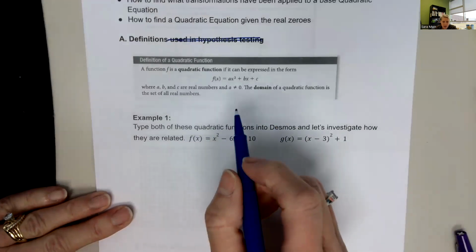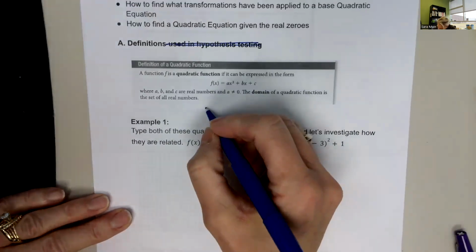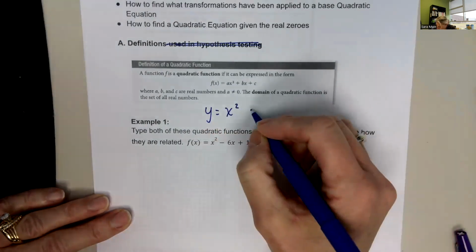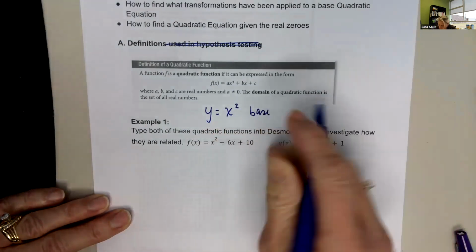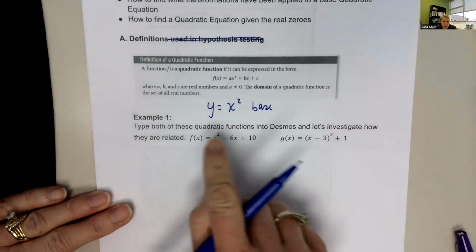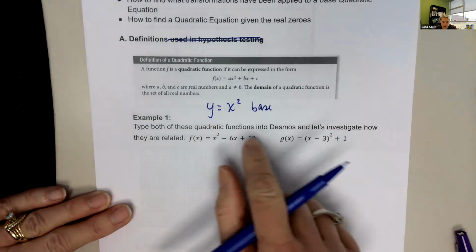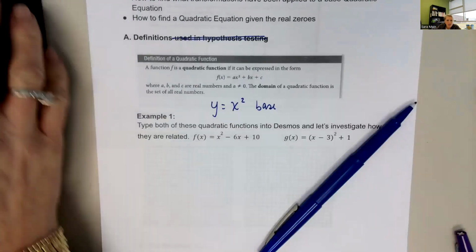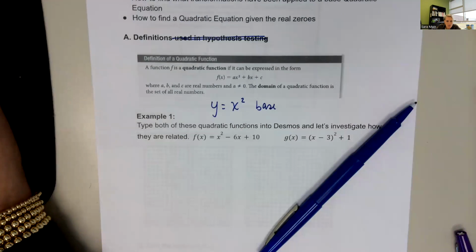Anything can go in. A very basic quadratic is this right here. This is our base quadratic function, y equals x squared. Any transformations, anything added or subtracted, are going to be based from this one. So let's look at that in Desmos. I want you to see what that looks like.